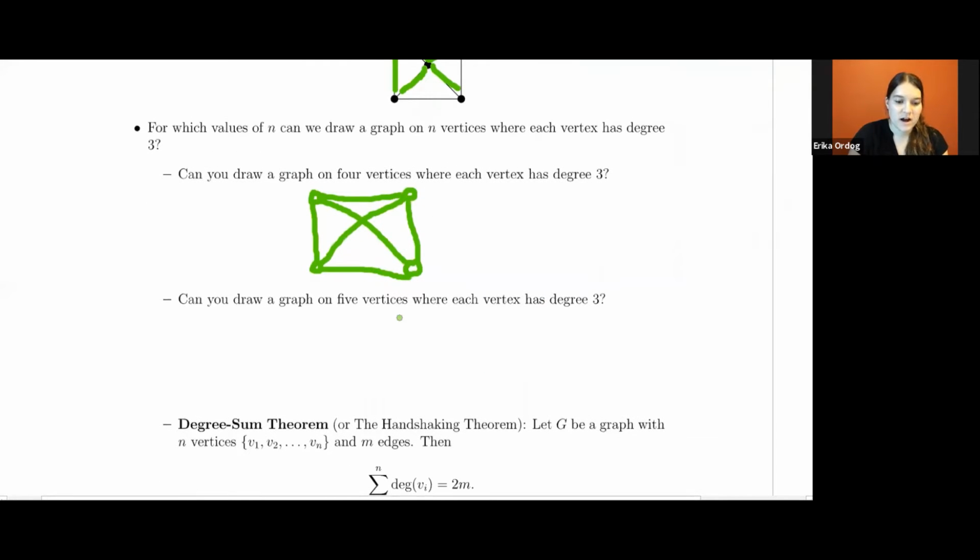But now we go to a graph on 5 vertices. And we want to know if we can draw one where each vertex has degree 3. So we can start by drawing in some edges.